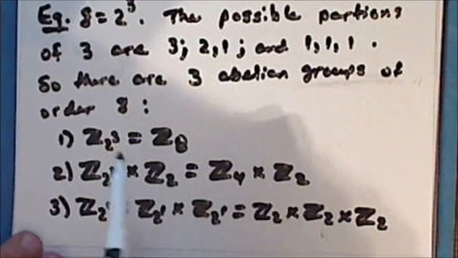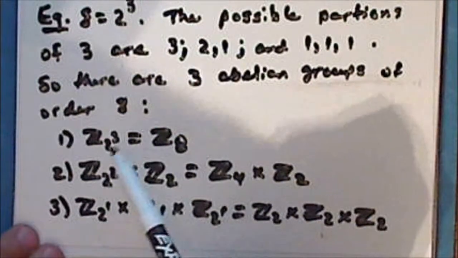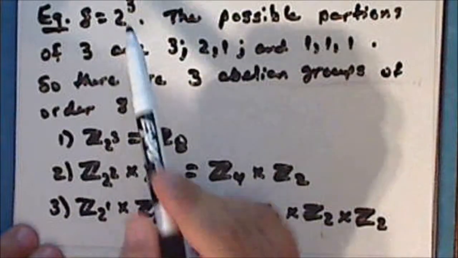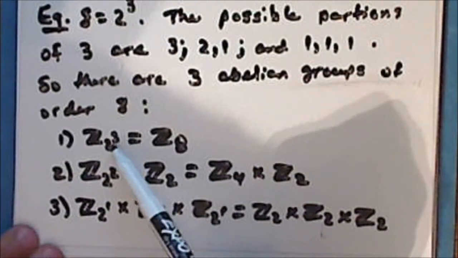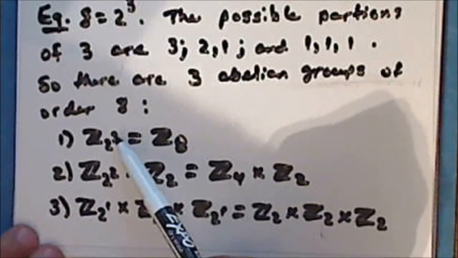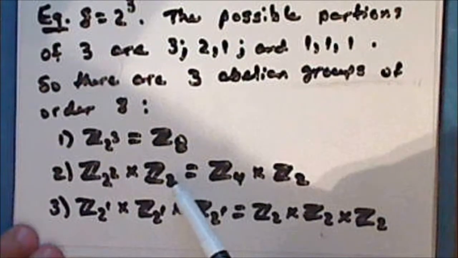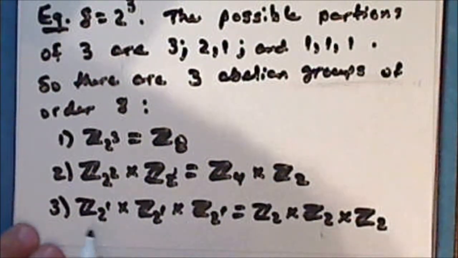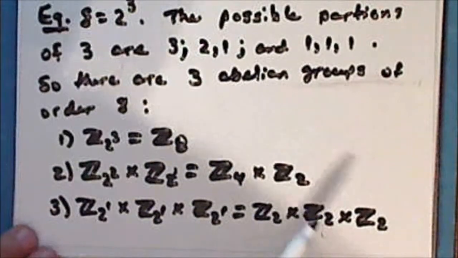But notice that these 3 possible abelian groups up to isomorphism are determined by the possible partitions of the power of the prime, which is 3. So we have the prime to the power of 3, then we have the partition, the prime to the power of 2 and the prime to the power of 1. And finally, the partition, the prime to the power of 1, the prime to the power of 1, and the prime to the power of 1.